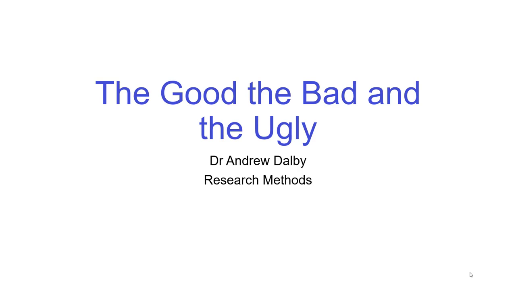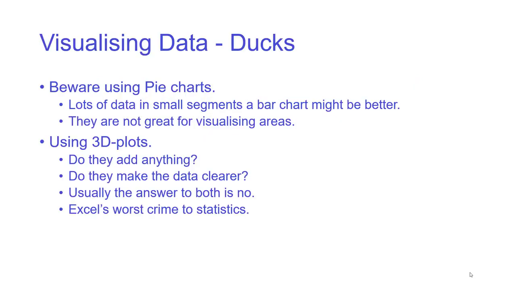So here are some examples of things I don't want you to be doing. Now, in visualization, bad visualizations of data are called data ducks. They're things that people use and they're often unhelpful because they completely confuse the poor people who are trying to read them.